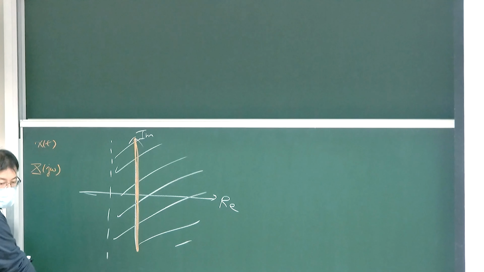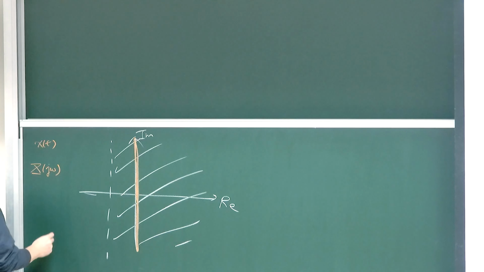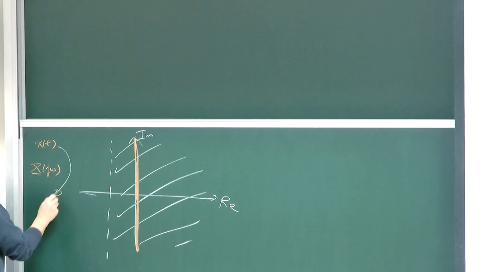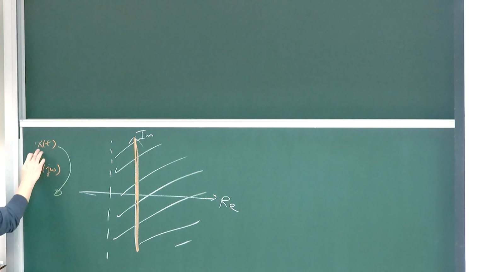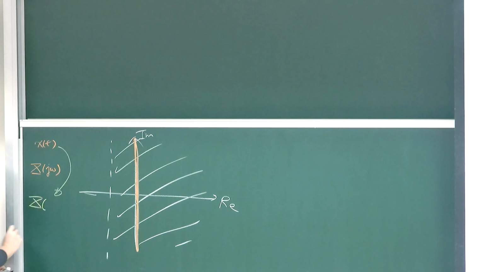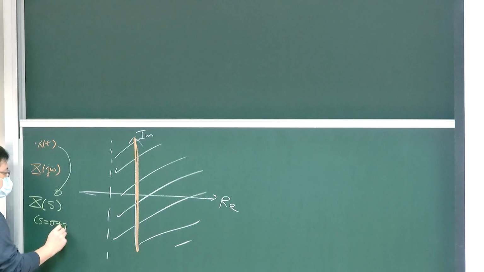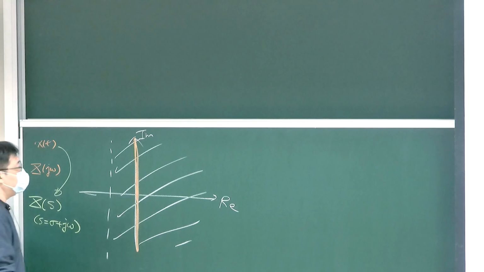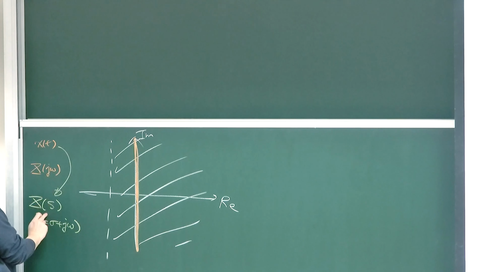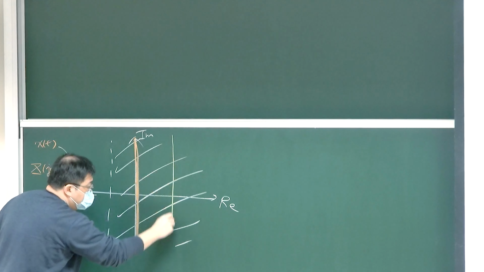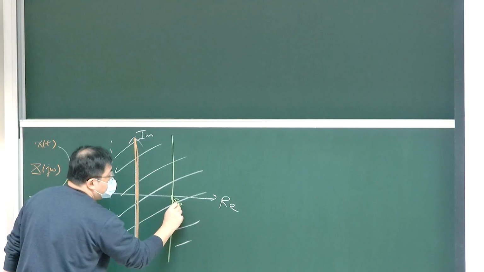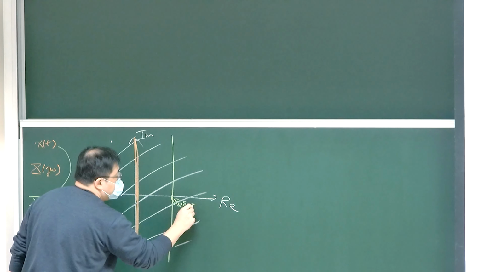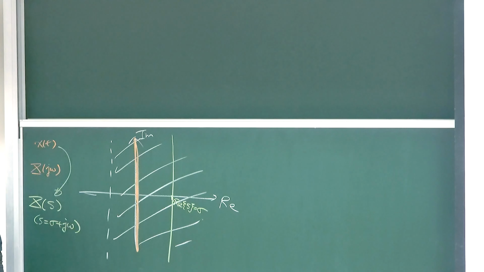Okay? But when you're performing the Laplace transform, you're representing x of t with x of s. Assuming that s is sigma plus j omega, then you're representing the signal with the values of capital X on some line corresponding to the real part of s equal to sigma. Okay?